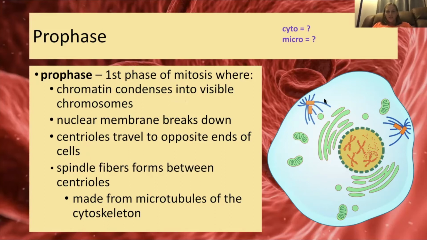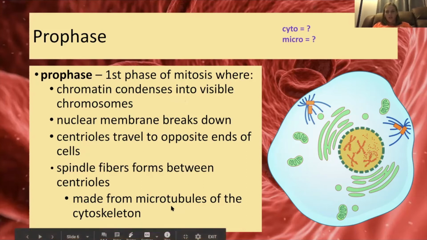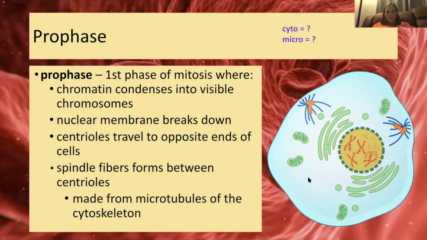In animal cells, we have these centrioles. They're going to migrate to opposite poles, and they're going to form this special cytoskeleton called spindle fibers. And they make this spindle fiber out of the thicker elements of the cytoskeleton called microtubules. So all of this is happening during prophase.